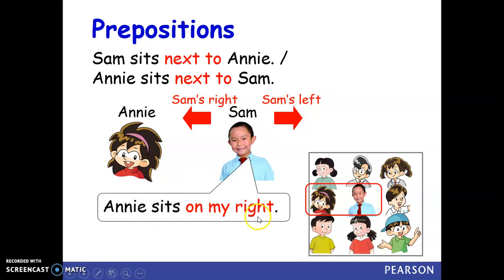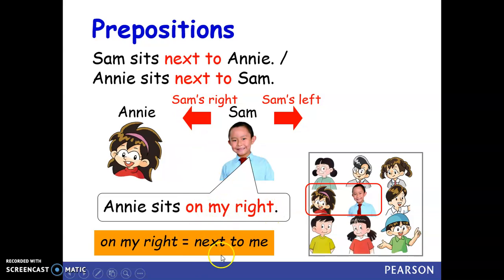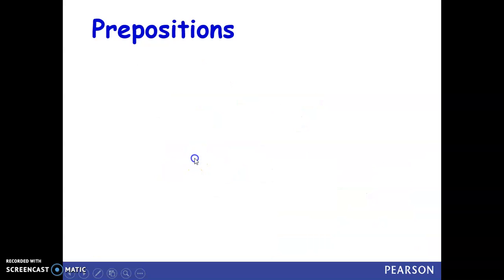Actually, she is on the right. She is on Sam's right. So he can say, Annie sits on my right. Or you can also use next to me. These are both ways that you can use the prepositions to tell where someone is sitting.